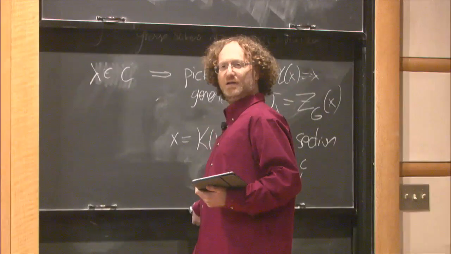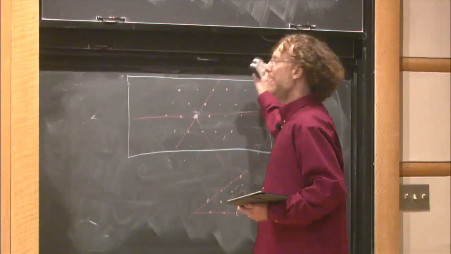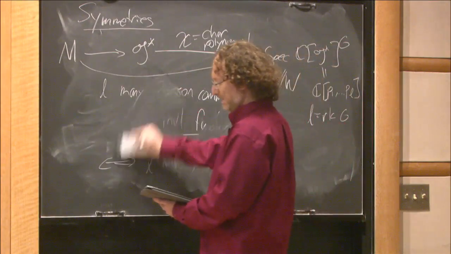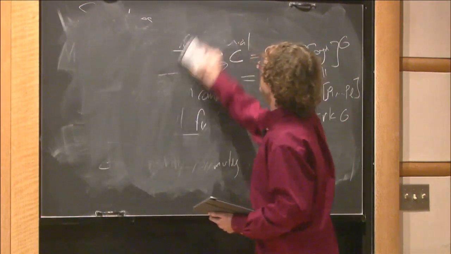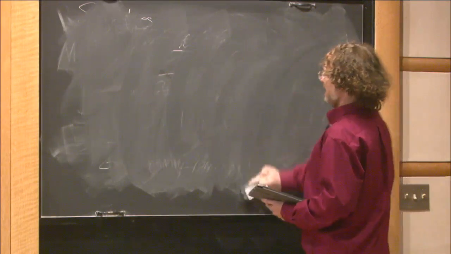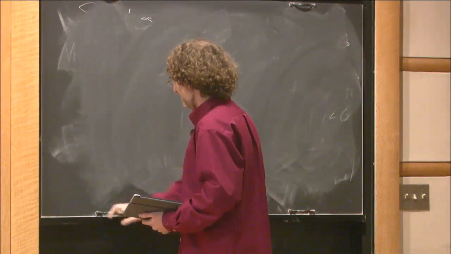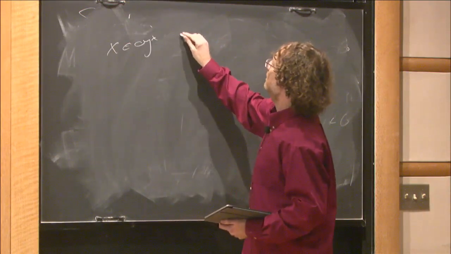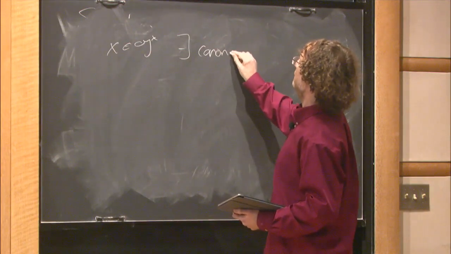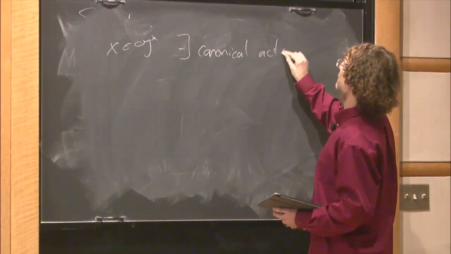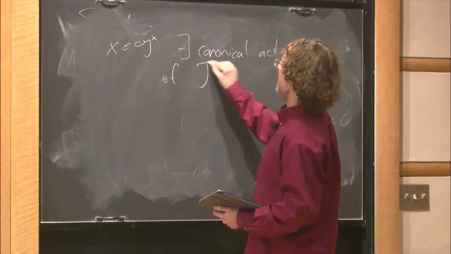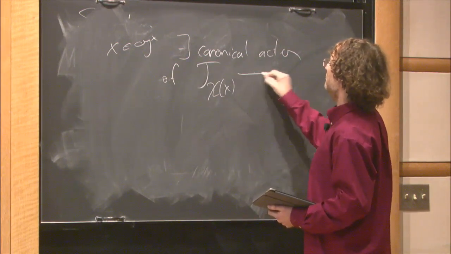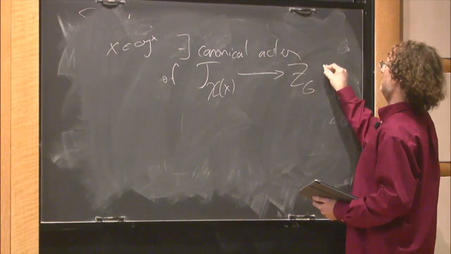So this map was also in Ngô. OK, great. So Ngô showed that there's a map for any element. Let me say it less formally. For any x in g dual, there exists a canonical action of J sub characteristic polynomial of x, there's a map to the centralizer of x.